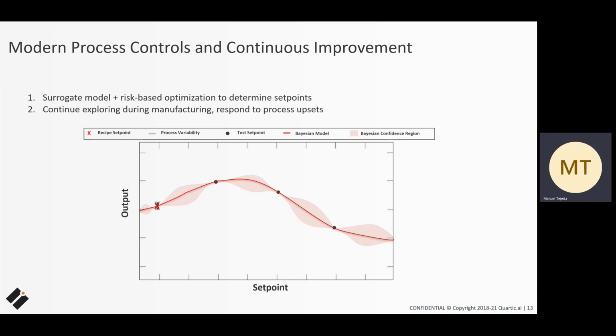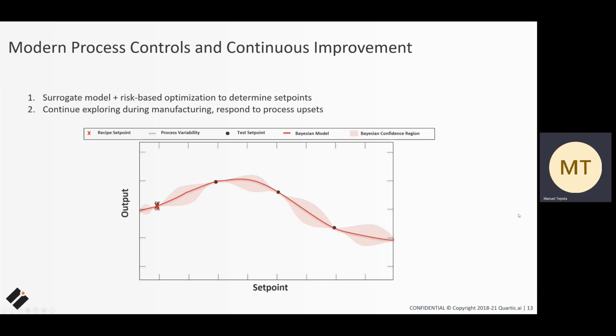And finally, we look at what modern process controls and continuous improvement look like. As I've mentioned before, we have that surrogate process model and we layer the risk-based optimization on top to determine the best set points. And we continue exploring during manufacturing to respond to process outputs.